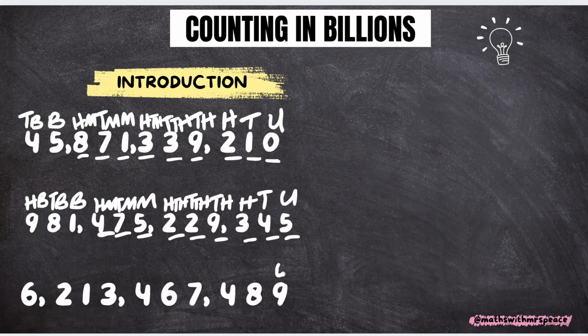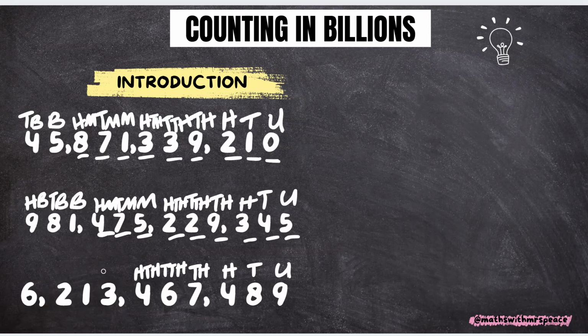And for 9, the place value will be units. For 8, the place value is tens. For 4, the place value is 100. For 7, the place value is 1,000. For 6, the place value is 10,000. For 4, the place value is 100,000.